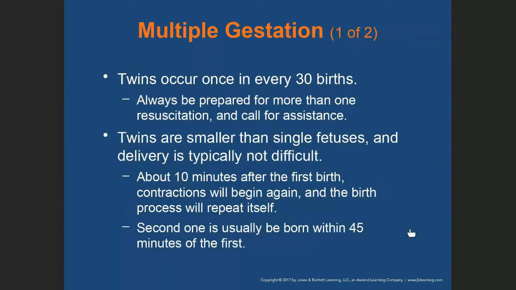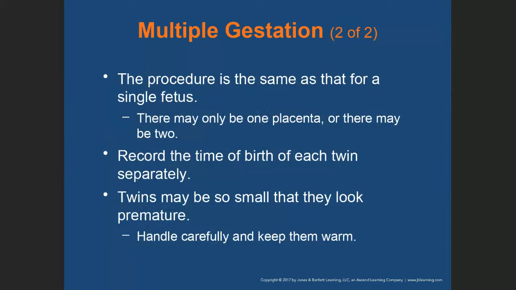Multiple gestations. Twins can occur once in every 30 births. Always be prepared for more than one resuscitation and call for assistance. Twins are smaller than single fetuses and delivery is typically not difficult. About 10 minutes after the first birth, contractions will begin and the birth process will repeat itself. The second one is usually born within 45 minutes of the first.